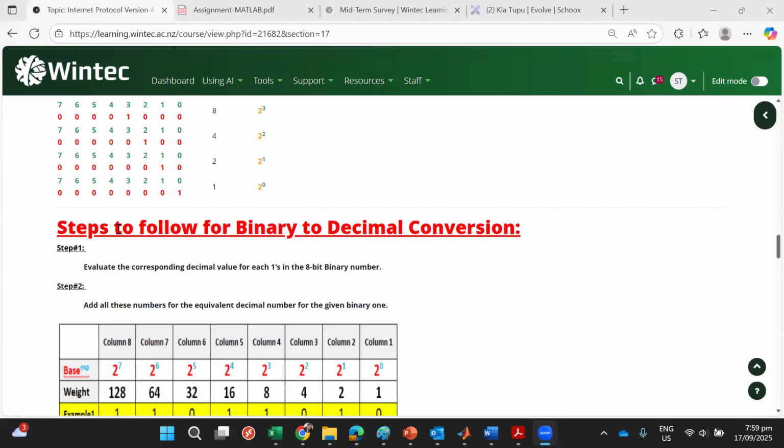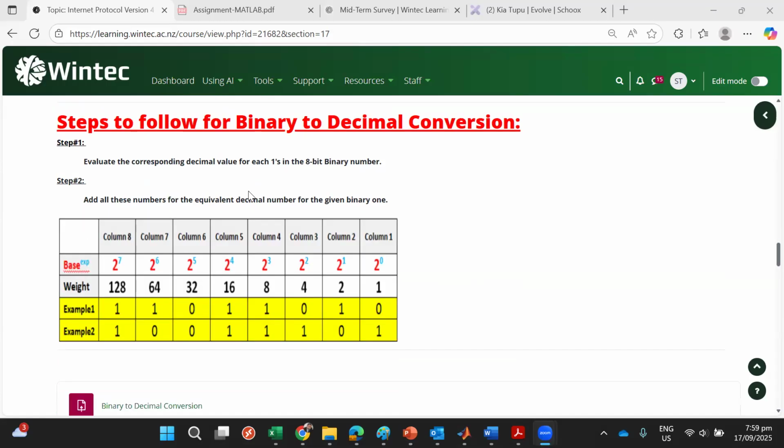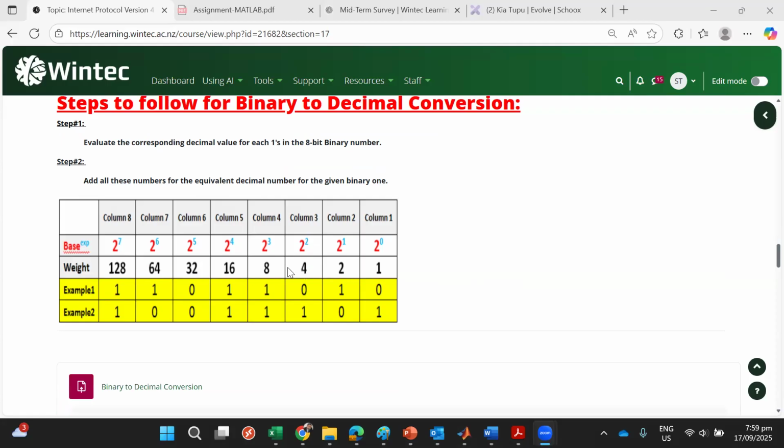Then I have given the steps how to convert from binary to decimal number. So binary to decimal conversion. I'm using this table, and you can see the first example I have given, with the steps. Step 1: evaluate the corresponding decimal value for each one in the 8-bit number. So you have to identify the decimal value for each of the 1s in the binary number.